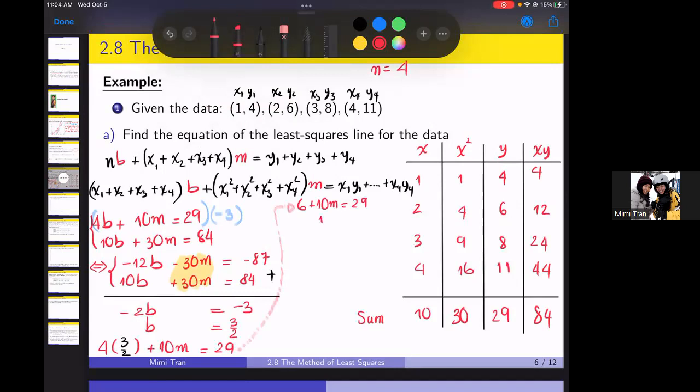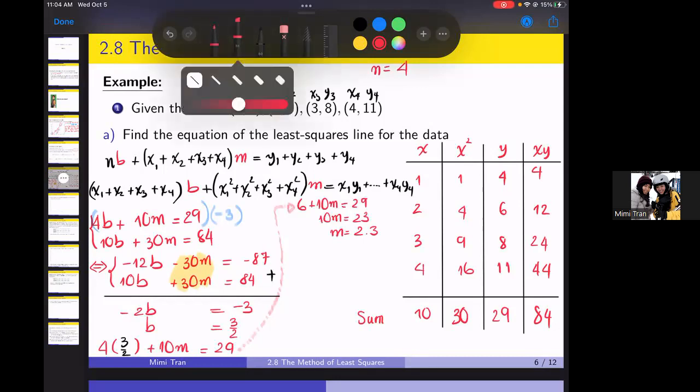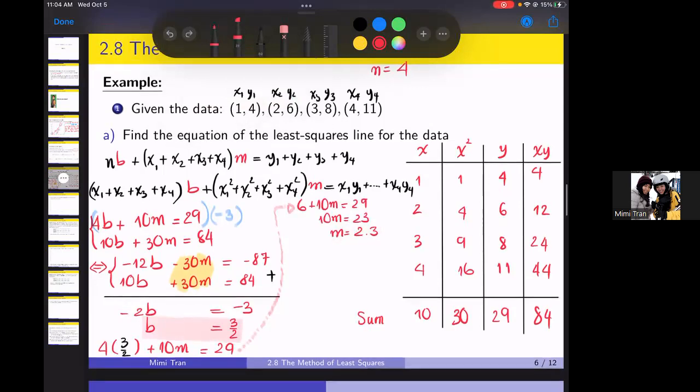Subtract 6 from both sides. 10m equal 23. Divide both sides by 10. m equal 23 over 10 or 2.3. You got that. And don't stop. You're going to plug into the equation, right? So y equal mx plus b. So the final answer is y equal 2.3x plus 1.5.